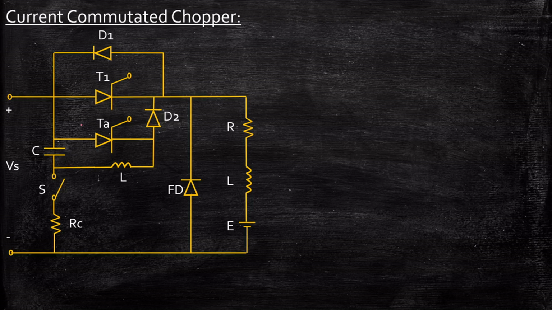The way in which we are doing that is basically we're going to charge the capacitor C, and through the capacitor current, we will turn off the thyristor T1. How we will be doing that is something that I'll be explaining in detail as we go further in this particular video. TA is basically an auxiliary thyristor which will help in the process of commutation of T1.